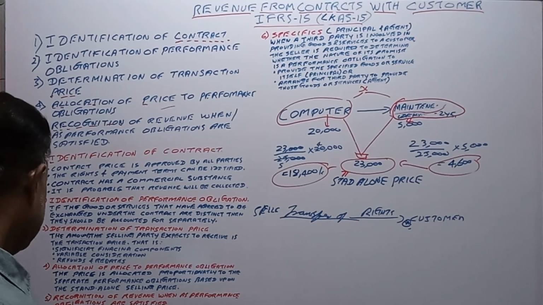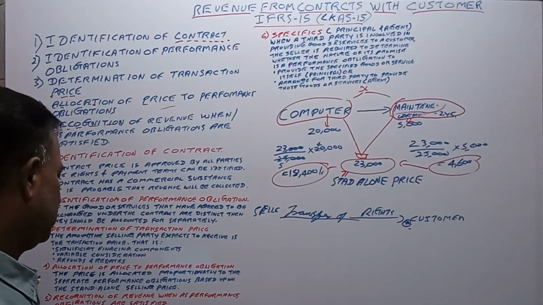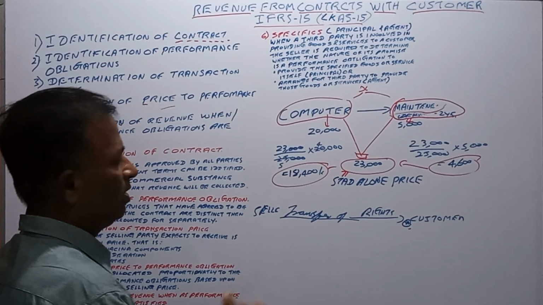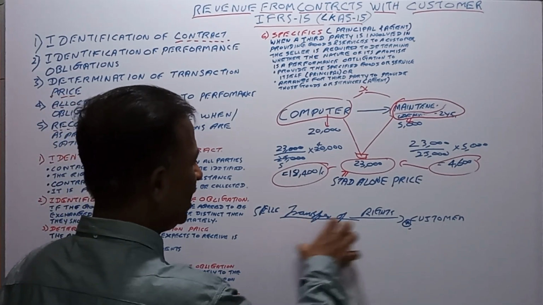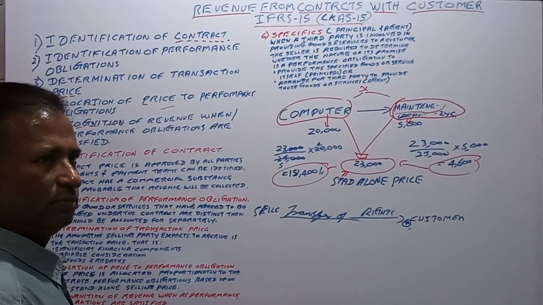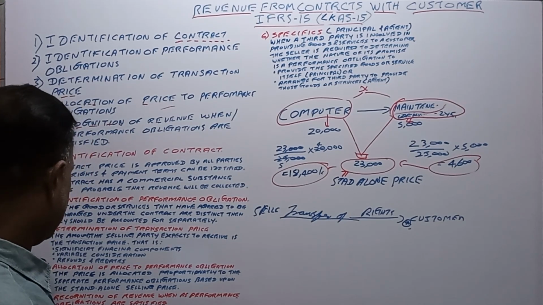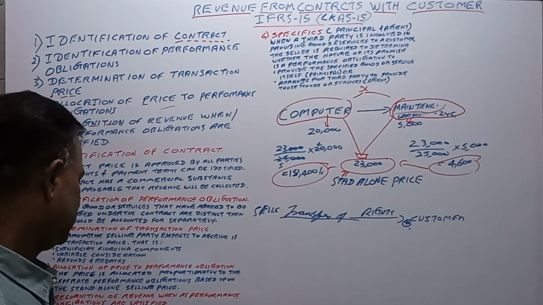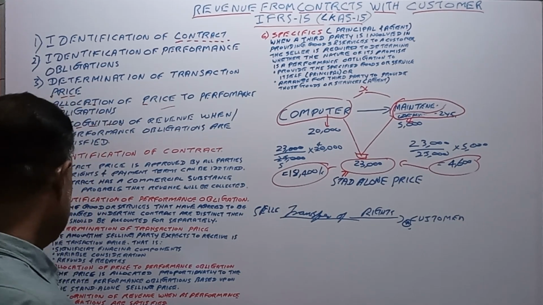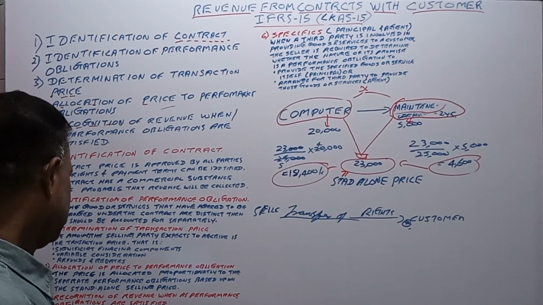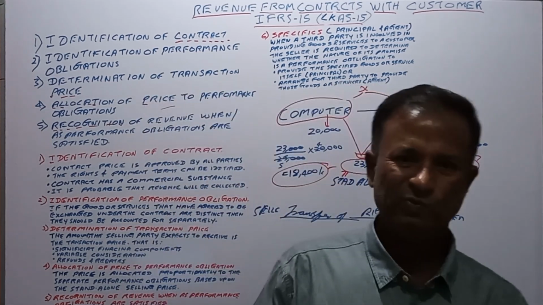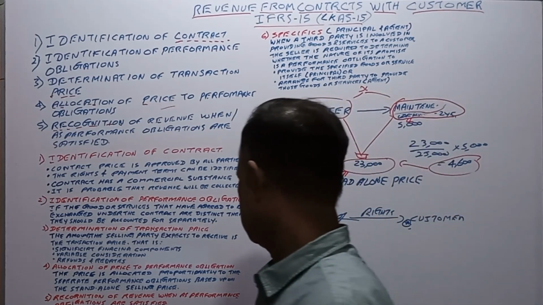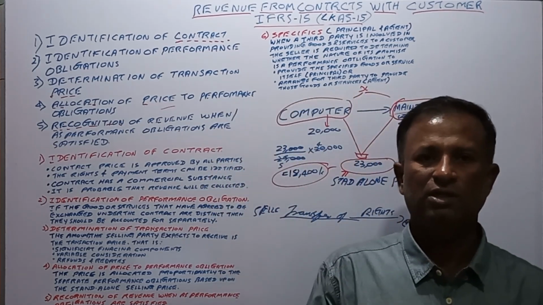Transfer of physical possession of the asset. When you hand over the asset to the customer, transfer risks and rewards of ownership to the customer. The customer has accepted the asset, right? Transfer the rights, that's what they say. Risk and rewards.